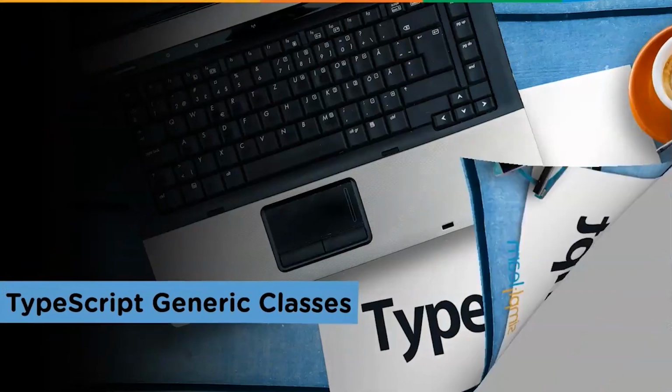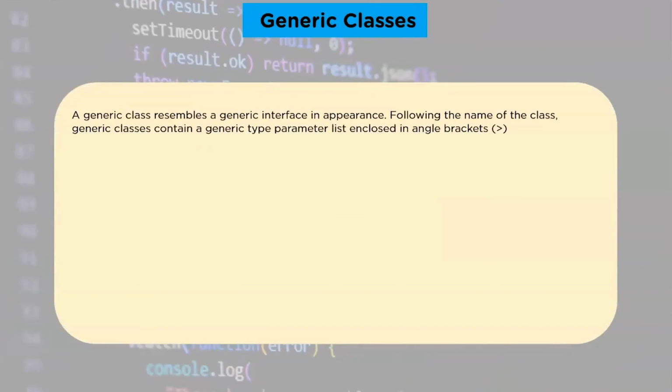TypeScript generic classes. A generic class resembles a generic interface in appearance. Following the name of the class, generic classes contain a generic type parameter list enclosed in angular brackets. Although this is a relatively literal use of the generic number class, you will notice that nothing restricts it to using only the number type. Instead, we may have used string or even more complicated objects.